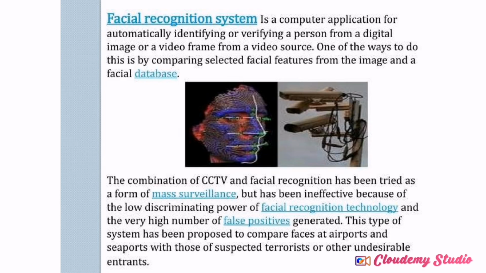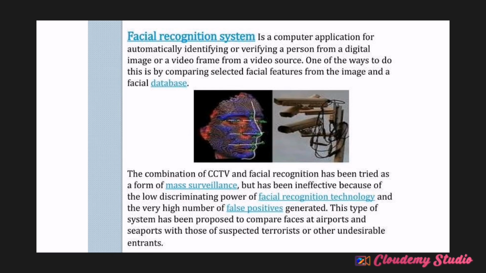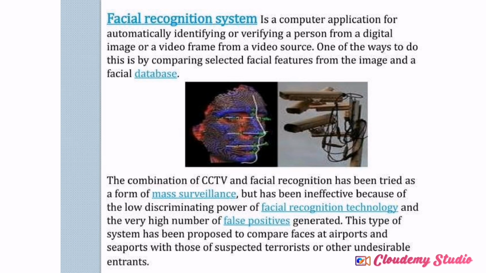So let's proceed, guys. The combination of CCTV and facial recognition has been tried as a form of mass surveillance, but has been ineffective because of the low discrimination power of facial recognition technology and the very high number of false positives generated. This type of system has been proposed to compare faces at airports and seaports with those of suspected terrorists or other undesirable entrants.